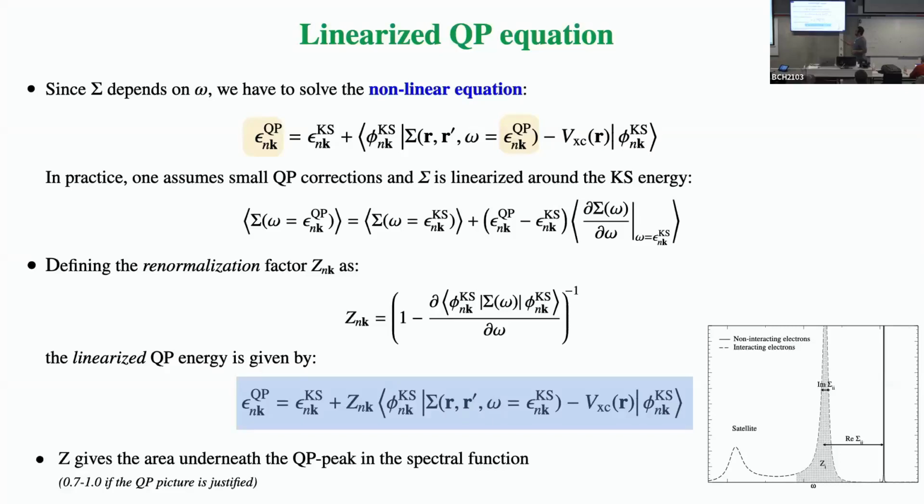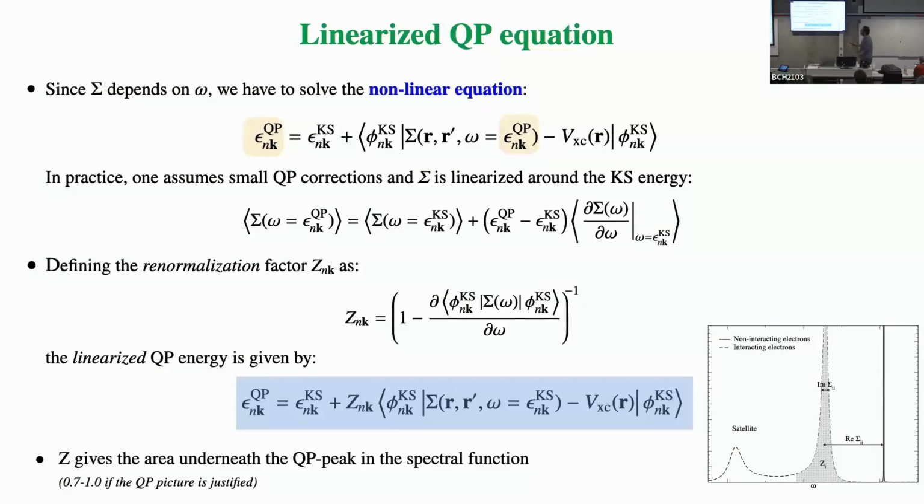Under this assumption, the so-called linearized quasi-particle, we obtain that the quasi-particle energy is equal to the Kohn-Sham energy plus this term here, in which the self-energy is evaluated at the Kohn-Sham level. We know the Kohn-Sham energy, so we don't have to solve the self-consistent quasi-particle equation. And this term then gets multiplied by the renormalization factor.